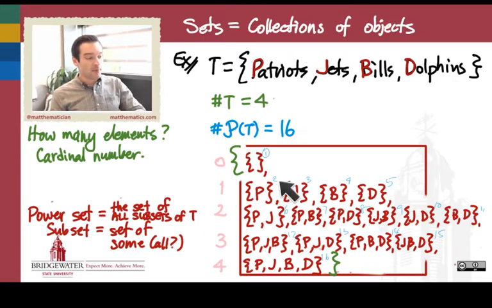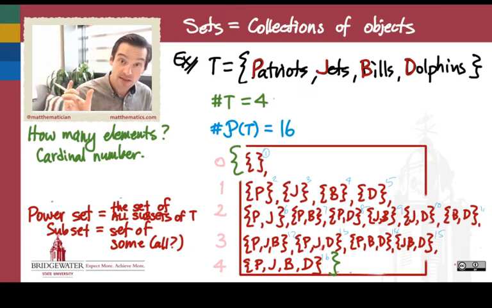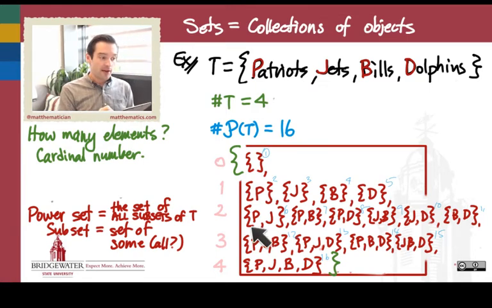And I wanted to write those numbers out here explicitly, because one of the mistakes that people make when they start trying to count the power set is sometimes they'll try to start counting the elements within the subsets that make up the elements of the power set. So they'll count this P and this J as two separate things. No, when we're counting the cardinal number of a power set, every element of the power set is a subset of the original set. And so this thing, Patriots and Jets together inside of curly braces, is one element in the power set. That element happens to be a set that has 2 of its own elements, but counted as an element of the power set, it only counts once. So there's 16 elements of the power set because there's 16 subsets of T.